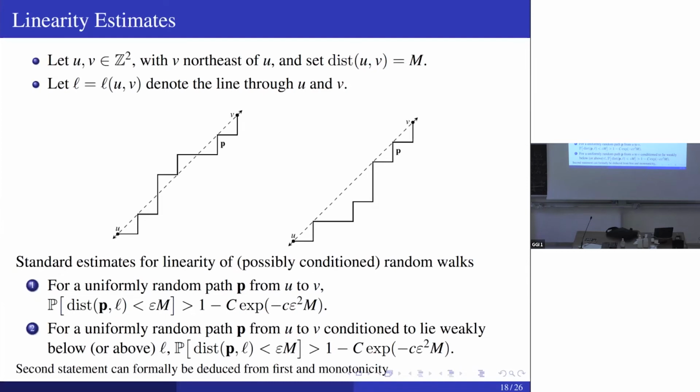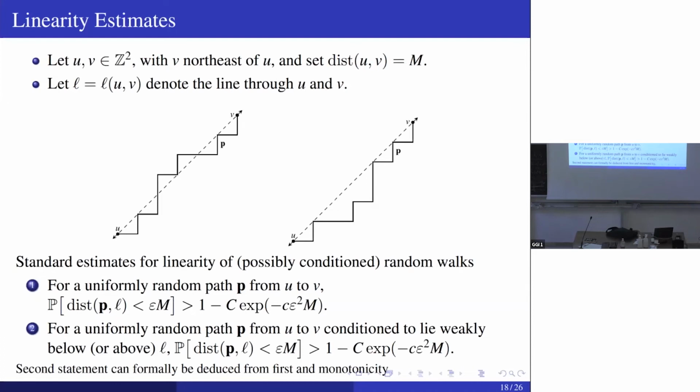What I've written here is that the probability that this random path P has distance from L at most epsilon M is exponentially high. I need a slight variant of this statement, which is that if I restrict my path to lie below the diagonal, the same statement holds. If I take a uniform random path from U to V, conditioned to lie weakly below or above this line L, it's again going to be almost linear. So with high probability, it's going to basically approximate a line.